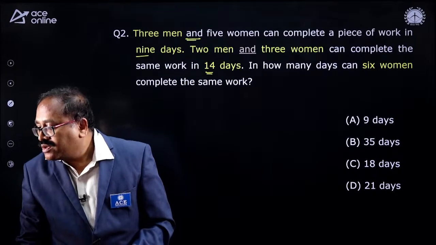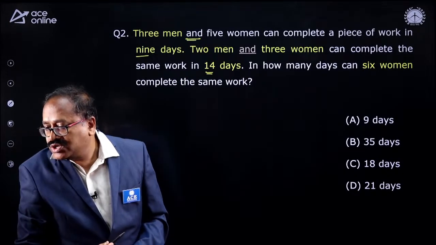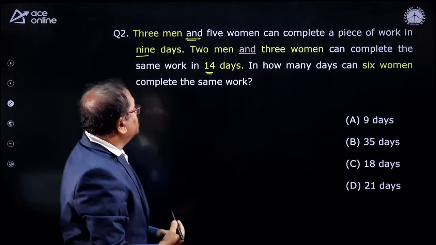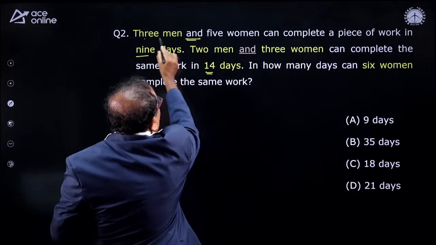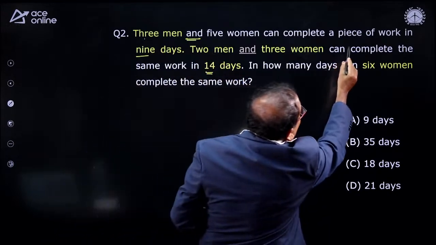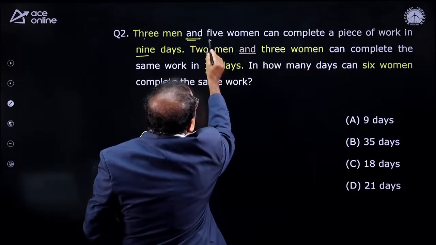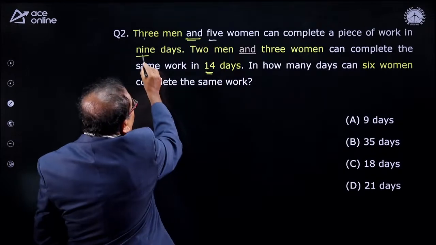Same work. Gayatri, Sumit, Anusha, can you please answer the question? How do we do it? Let me complete to a certain extent. 3 men and 5 women. In how many days? 9 days.